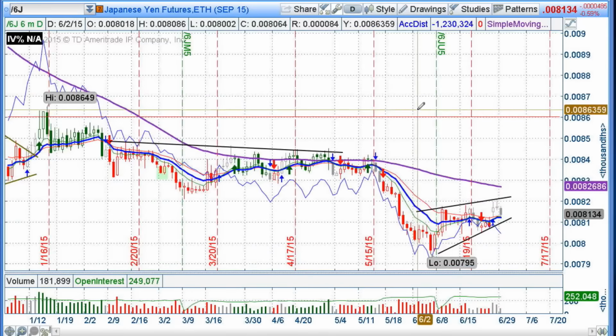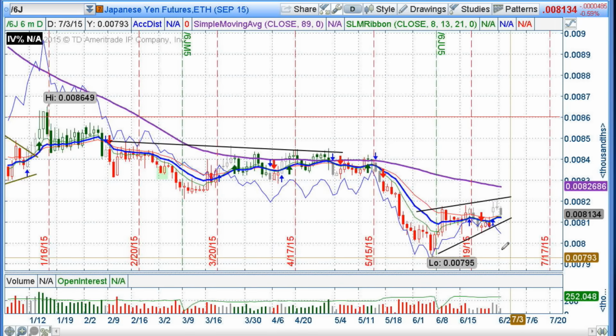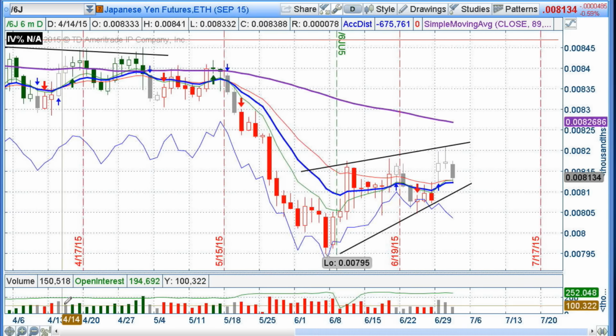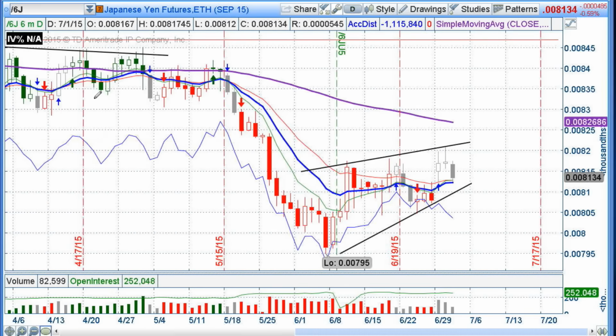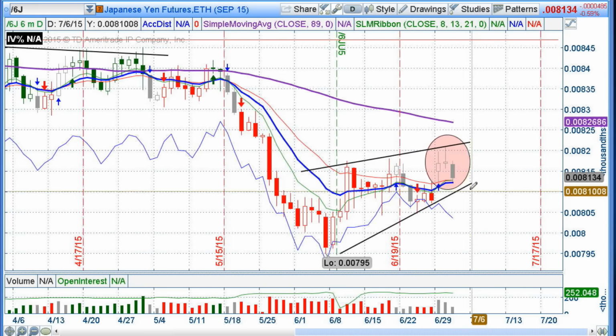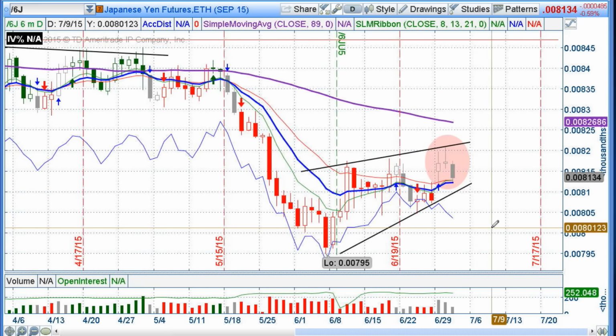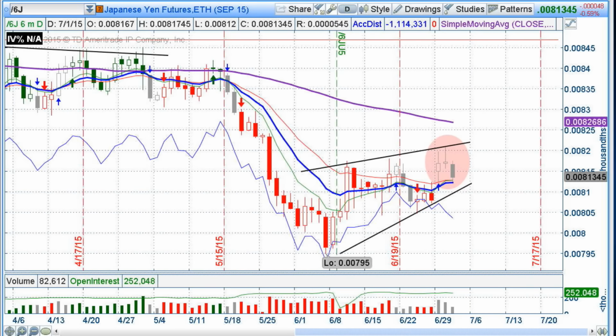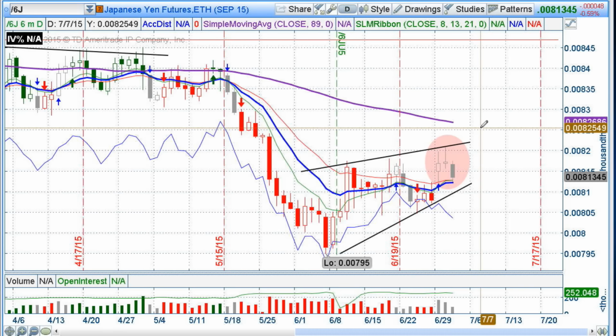Now, you can see the bear wedge that's formed in here, and when you look at this pattern right in here, that is a bearish engulfing, a bearish evening star with that doji right in this area. So that says there's some risk in here, and with this bear wedge moving to the upside, that kind of signals that we could get a move in the Japanese yen to the downside.